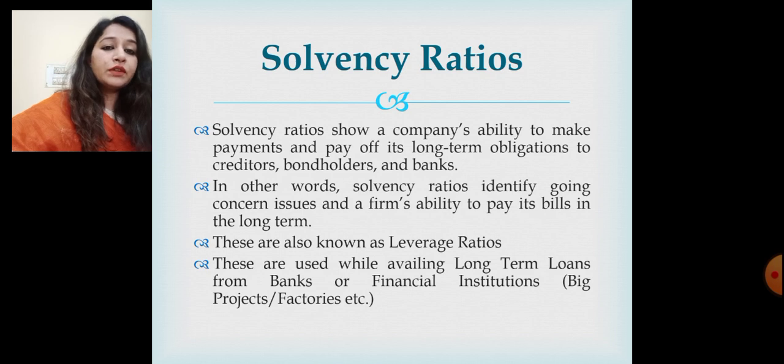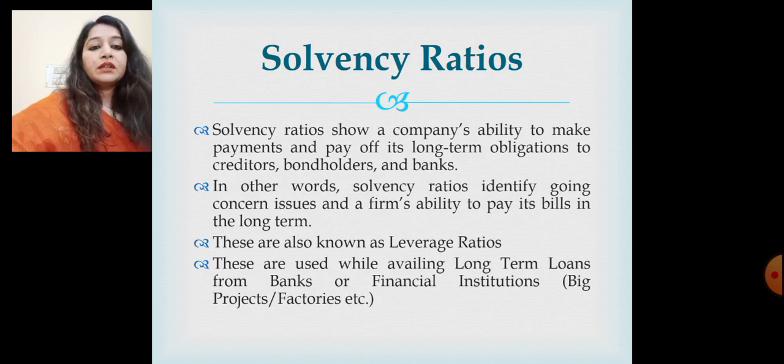Solvency ratio. Solvency ratio shows the company's ability to make payments and pay off its long-term obligations to creditors, bondholders, and banks. In other words, solvency ratio identifies going concern issues and the firm's ability to pay its bills in the long term. These are also known as leverage ratios. These are used when availing a long-term loan from a bank or financial institution.